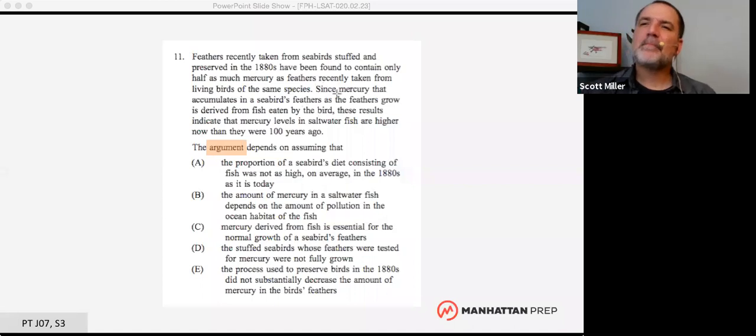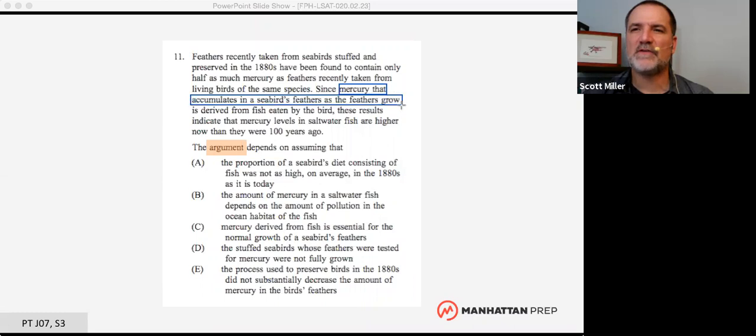Since. So what do we expect to see after the word since? I mentioned it a little bit earlier. Are we expecting to see a premise or a conclusion after since? Since is a premise indicator. It's like because, here's why, right? So we know that this is a premise: mercury that accumulates in a seabird's feathers as the feathers grow is derived from the fish eaten by the bird.